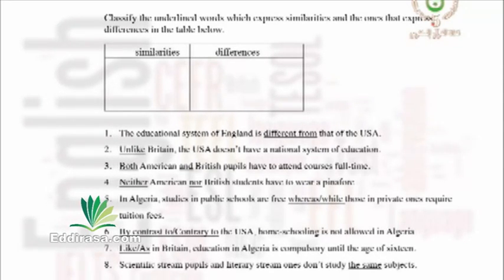Sentence 7. Like or as in Britain, education in Algeria is compulsory until the age of 16. And the last sentence, scientific stream pupils and literary stream ones don't study the same subjects. Right. In these sentences, the words that are underlined express either similarity or difference. Classify them in the table. Are you ready? Okay, let's do it together.